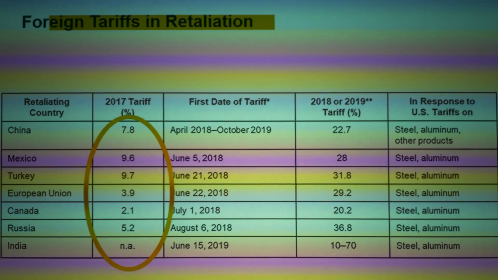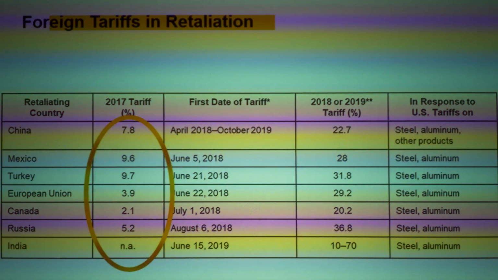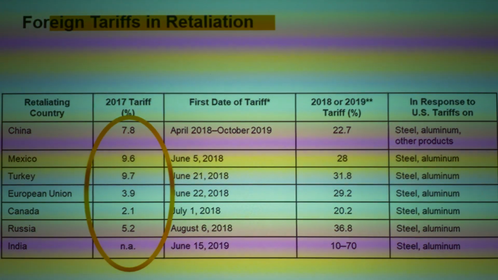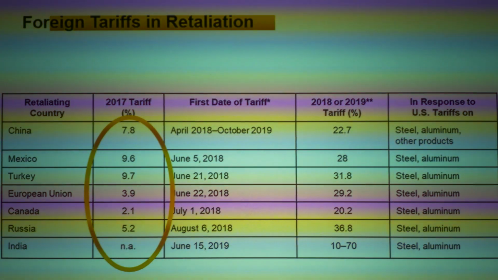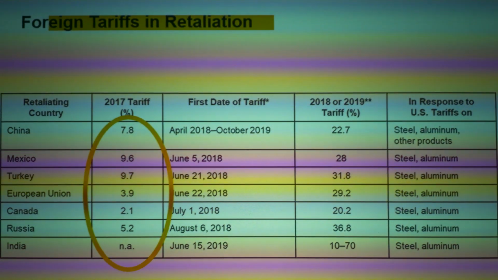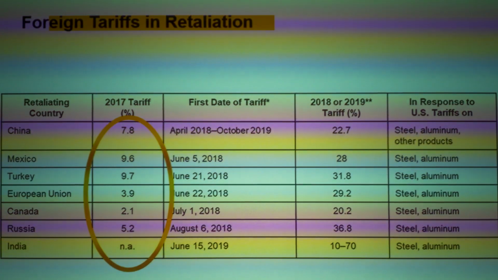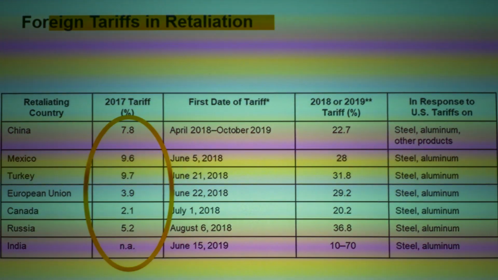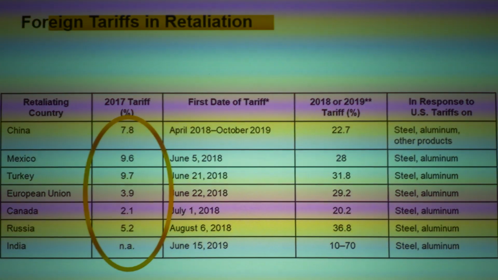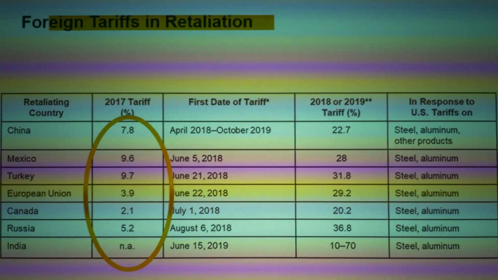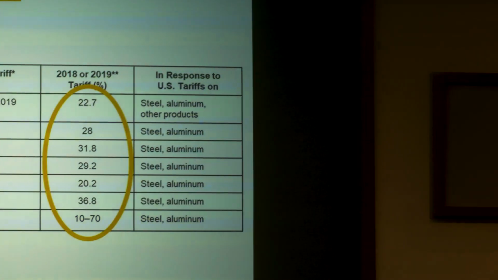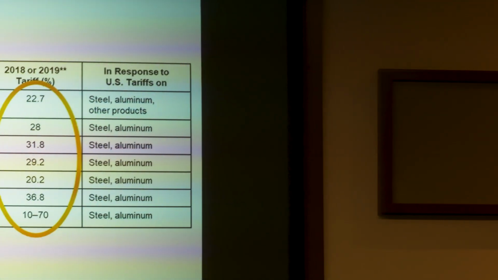They put tariffs not on steel and aluminum, those were our tariffs. They put tariffs on a variety of other products the United States was exporting to them in retaliation. And of those products that they put tariffs on, those US imports, that's what their initial tariffs were, and this is what they became. Actually, the last one, India, is a great example.